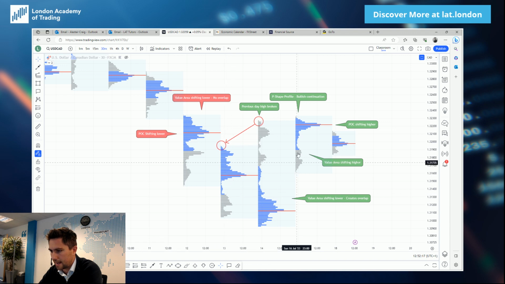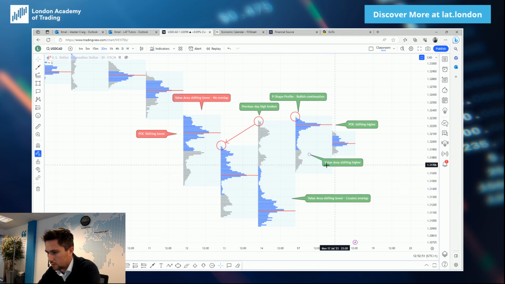Now from there, yesterday, we went into a P shape, point of control trading at a higher price. That point of control shifted higher than the previous three days' points of control, Friday, Thursday, and Wednesday of last week. So a substantial shift towards accepting higher prices. P shape also suggesting bullish continuation, and this day also went on to break through the high of the previous day. So a slight change of trajectory here and a transition from selling into buying pressure.